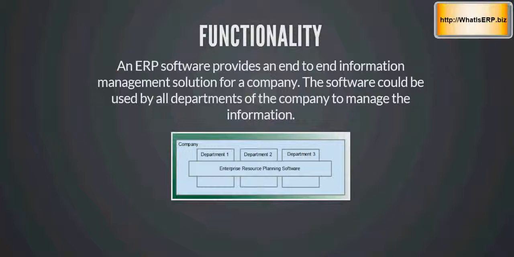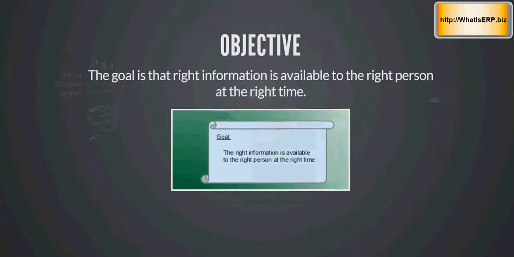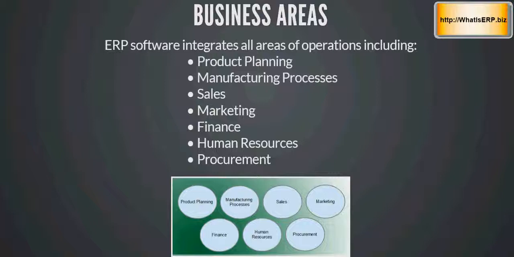One of the main attributes of an ERP software is that it provides an end-to-end information management solution for a company. The ERP software could be used by all departments within the company to manage the information. So the objective of an ERP software is to provide the right information to the right person at the right time. A typical ERP software covers various business areas because it's an end-to-end solution for a company. Examples of business areas covered by an ERP software are product management, manufacturing processes, sales, marketing, finance, human resources, procurement, etc.